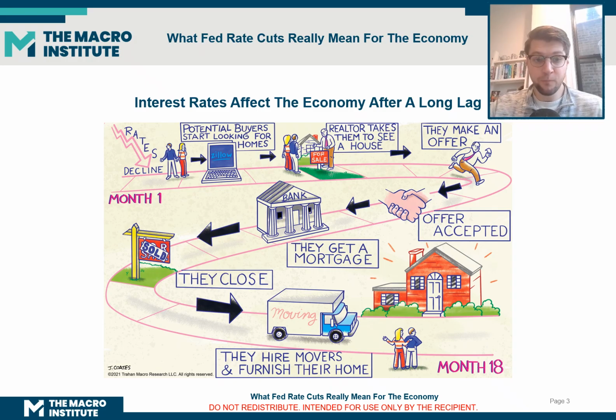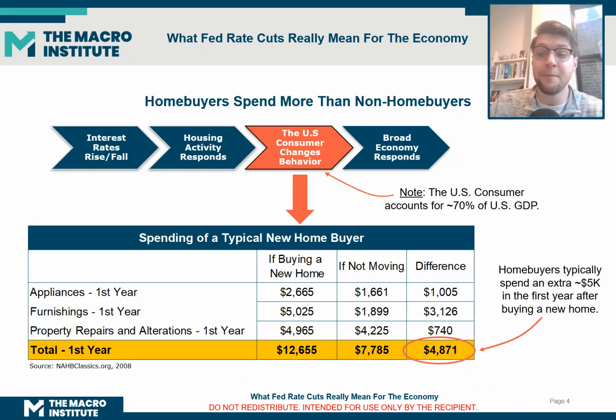So when interest rates fall, it's not just the next day people are going out and buying homes. A lot of things need to happen, and that helps to explain why there is generally an 18-month delay between changes in interest rates and changes in economic activity. So now, the impact of a change in rates on economic activity is magnified due to the long list of expenses associated with the purchase of a new home. So home buyers spend a lot more than non-home buyers in a given year.